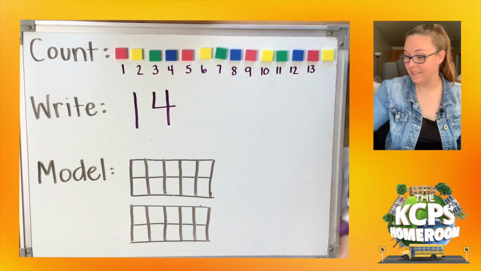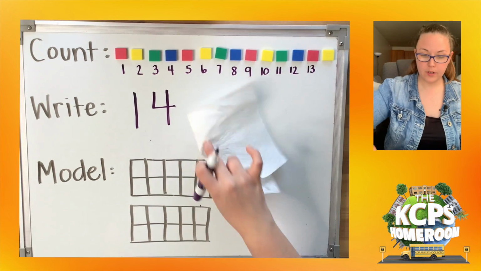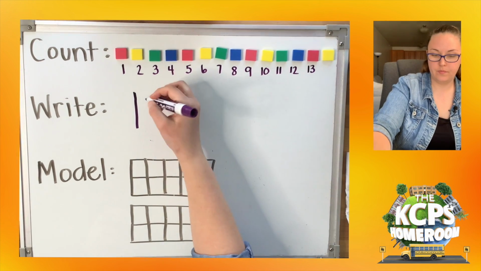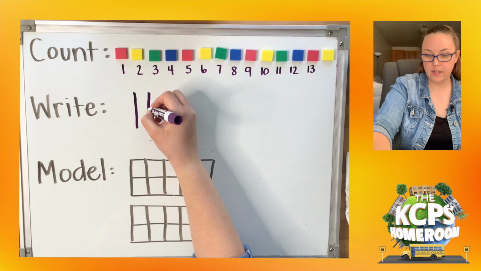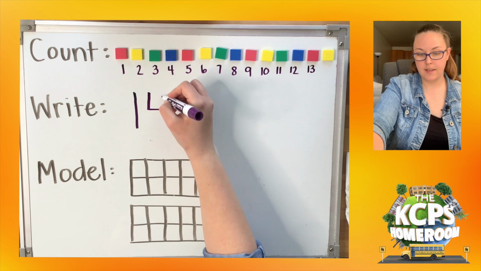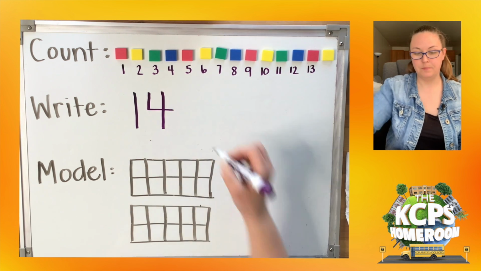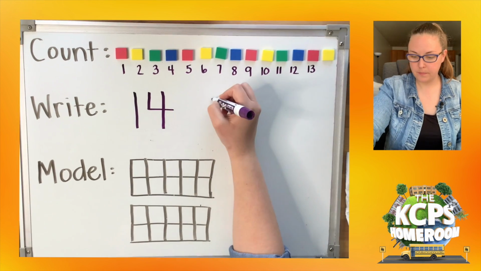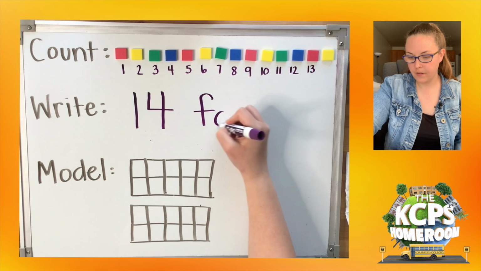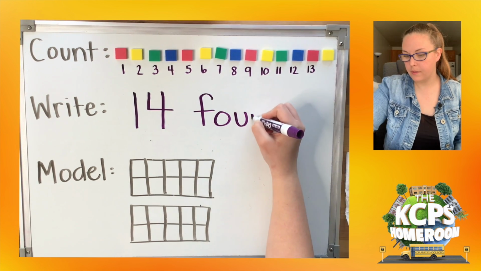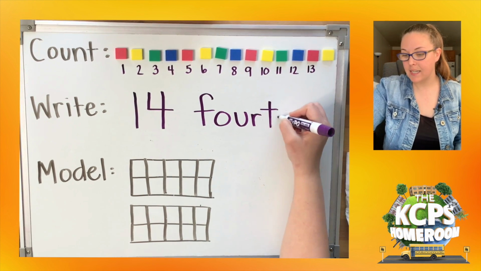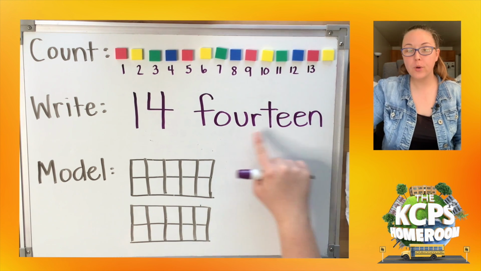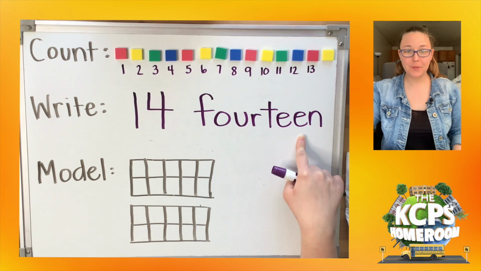We're going to do that again. Are you ready? So 4 is drawn down to the right and then down again. 14. Now let's write the word. Are you ready? F-O-U-R-T-E-E-N. 14. Great job, friends.